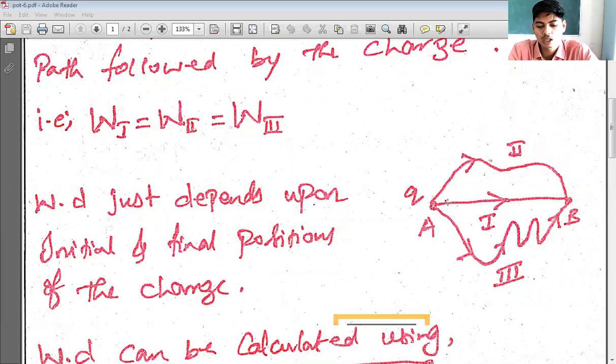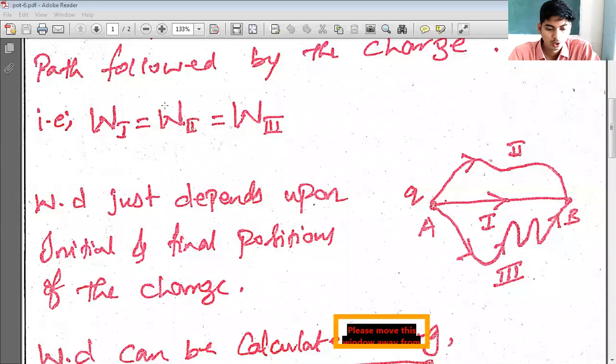Work done in moving the charge from A to B is 10 joules along path 1, then work done in moving the charge from A to B along path 2 will also be 10 joules. Work done in moving the charge from A to B along path 3 will also be 10 joules.